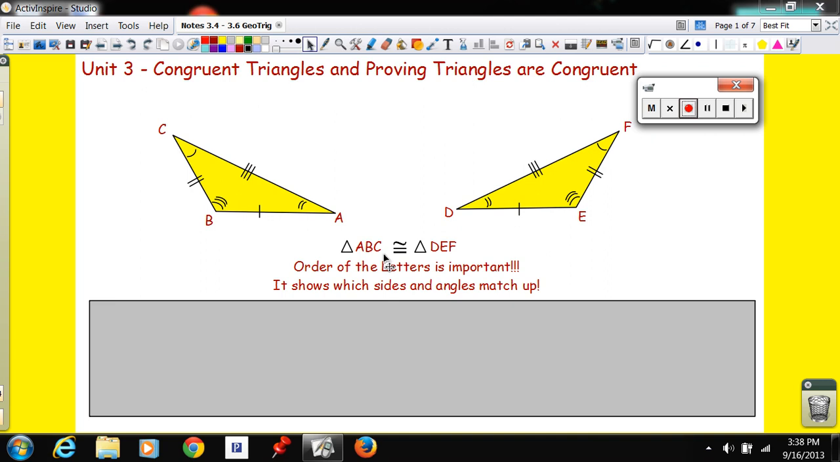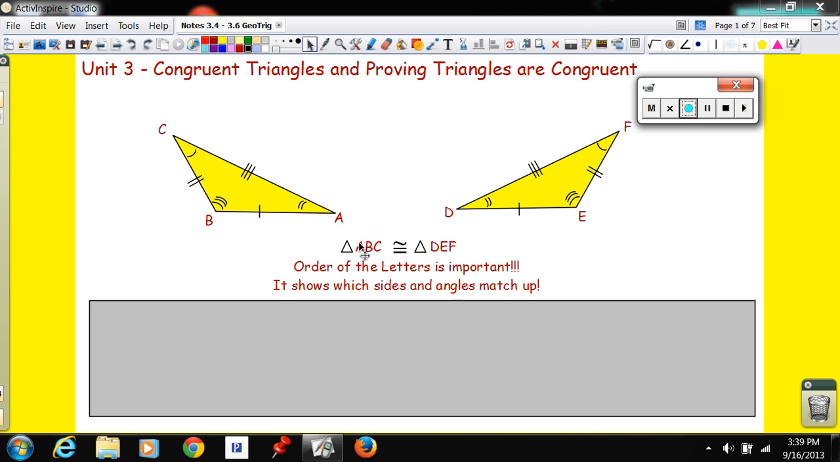So in these two triangles, I could say that triangle ABC is congruent to triangle DEF. And the order of the letters is important. If I label this as ABC, that's one arc to 3 arcs to 2 arcs. I have to do the exact same order over here: 1 arc to 3 arcs to 2 arcs, so DEF.